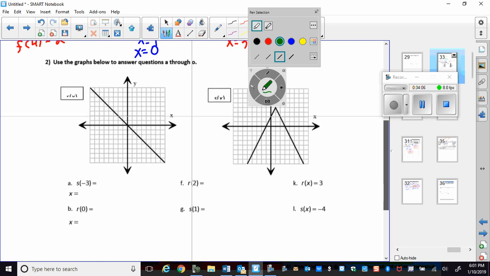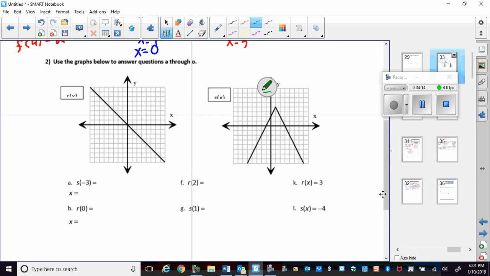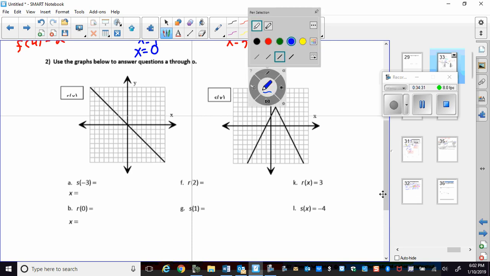Okay? Now, use the graphs below to answer the questions 8 through 10. Right? So, graphically, for A, we want to find s of -3. So let's make some clarifications here. This is r of x. This is s of x. All right? So when x equals -3, what is the y value?